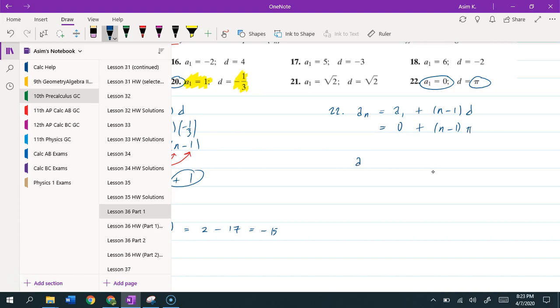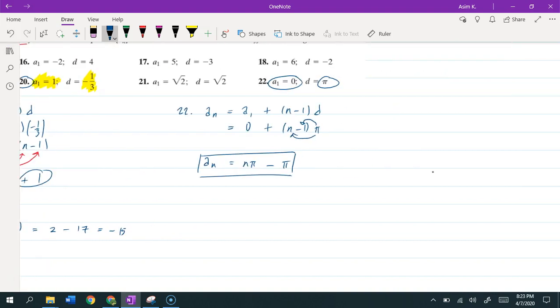Therefore, a sub n, when you simplify it, becomes pi times n, pi times 1, so it becomes n pi minus pi. And this is your nth term formula. Now, if you would like to find the 51st term, that's not much more effort. You just do 51 pi minus pi, simplify a little bit, and you end up with 50 pi, and you're done.